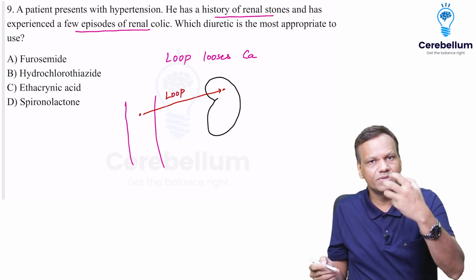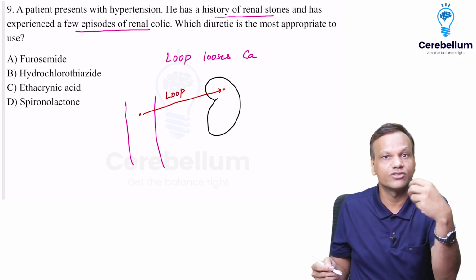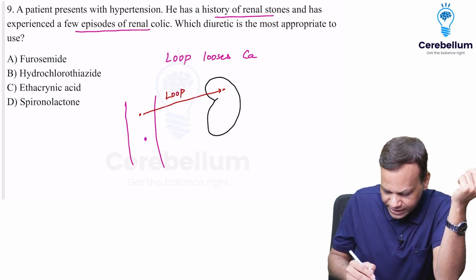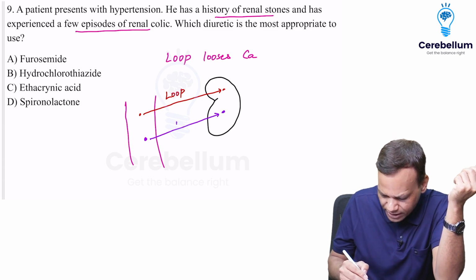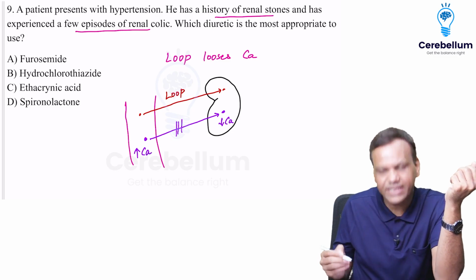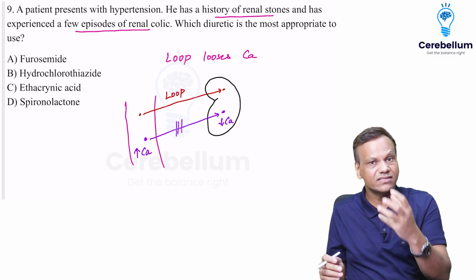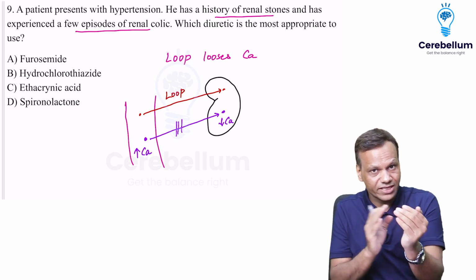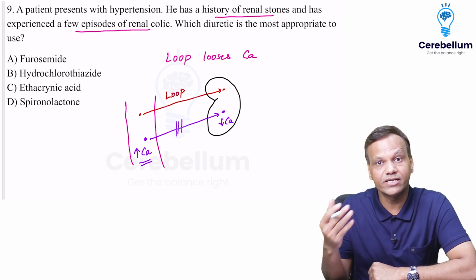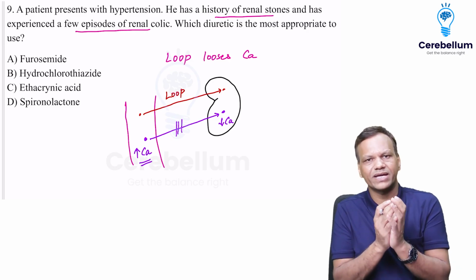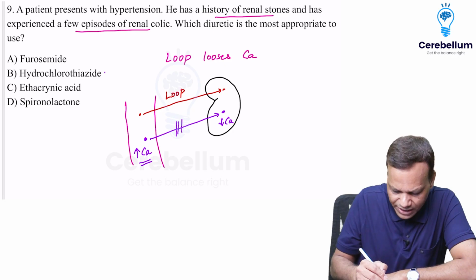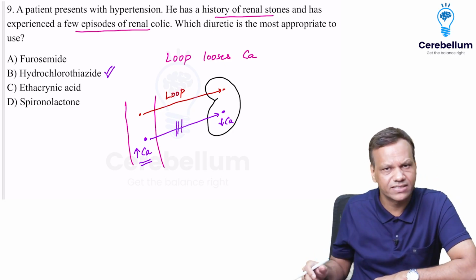So when there is more calcium in the kidney, there is more risk of renal stones. On the other hand, thiazides decrease the movement of calcium from the blood to the kidney. So although calcium increases in the blood, it will be less in the kidney. So when less calcium is excreted, there is less risk of stone formation. So paradoxically, it seems that thiazides are causing hypercalcemia, but still they are used in renal stones because they cause hypercalcemia by preventing the movement of calcium in the kidney. Okay, so the answer to this is hydrochlorothiazide. This we have already discussed in our videos.